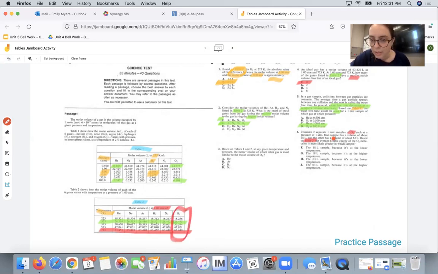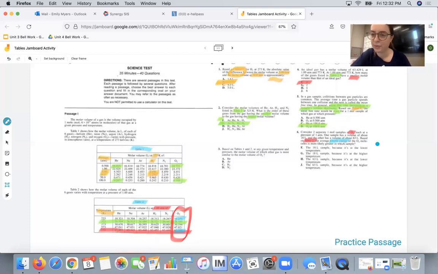Okay. One sample has a volume of 18, and the other sample has a volume of 63. I'm going to use a different color. Let's use blue. All right, we were looking at 18, and we're looking at 63. Okay. Based on table 2, the average kinetic energy, ooh, where'd they get that, of the oxygen is greater at which sample?